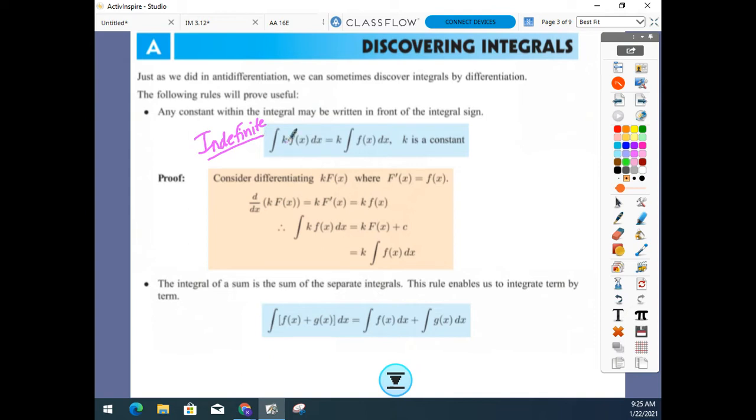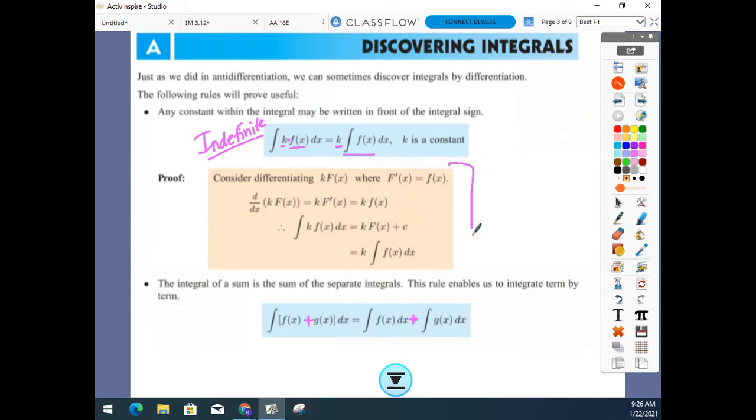We've talked about this. If you have a constant times a function, you can pull that constant on the outside of the integral and take it times the constant times the integral itself. This is all just stuff we've been doing. If you're adding or subtracting individual functions, you can add or subtract their individual integrals.